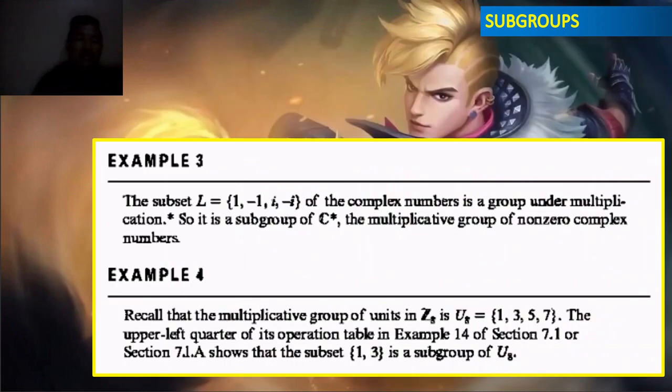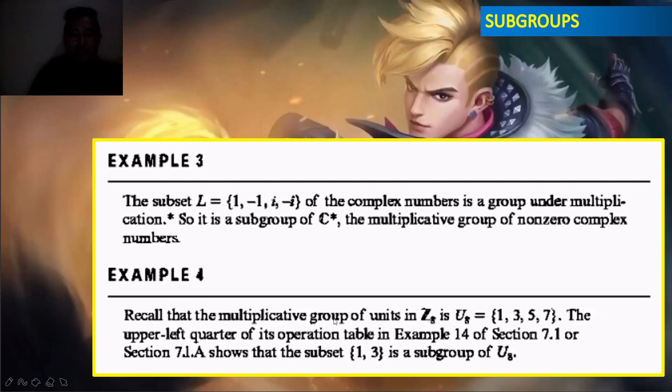So next, the set L. This L is a subset of the complex numbers. It is a group under multiplication. And C star is also a group under multiplication, the multiplicative group of non-zero complex numbers, C star, without zero. So it is also a subgroup, this L, of C star. Okay. Right?